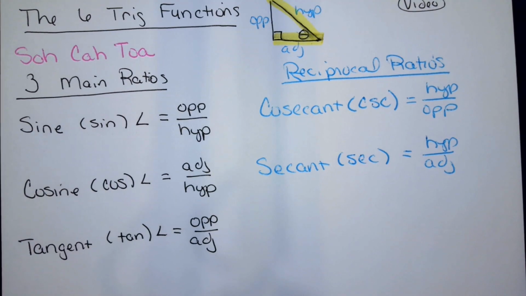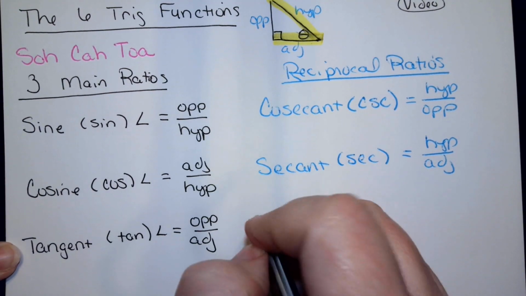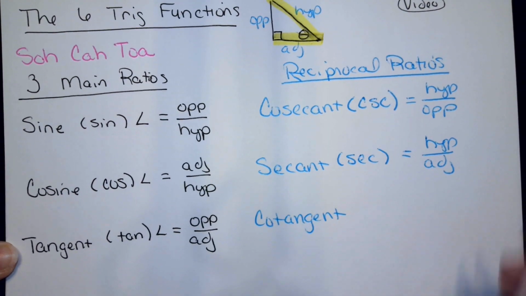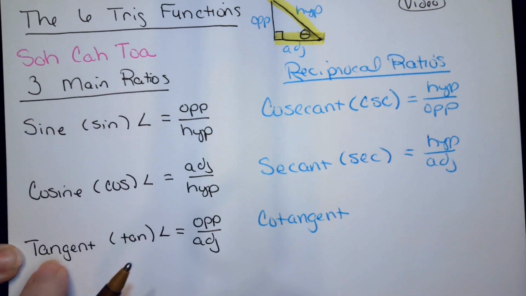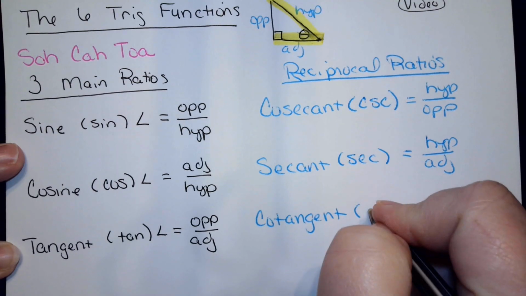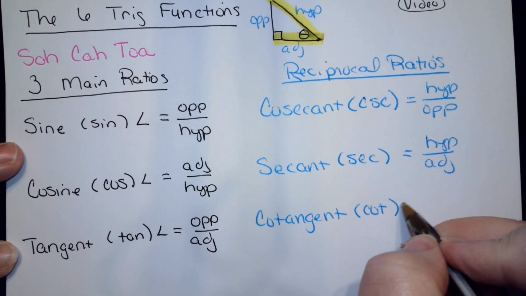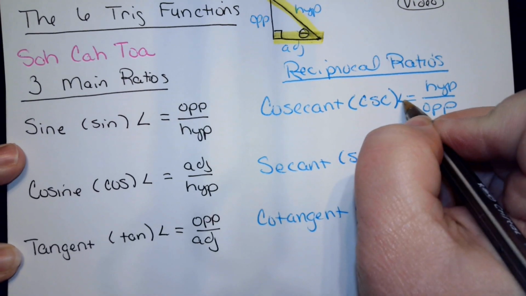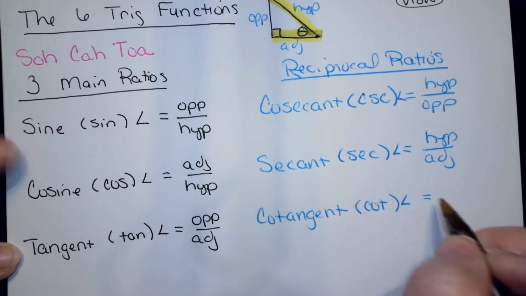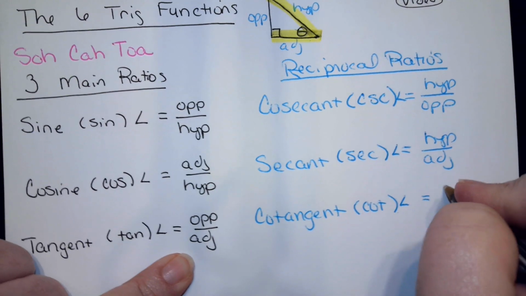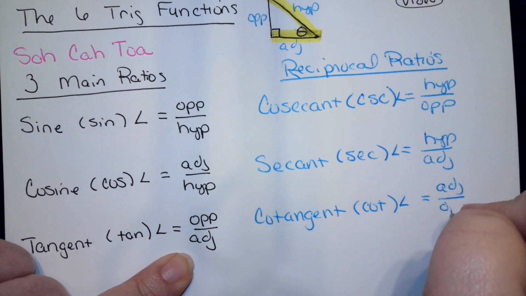Especially when you see the reciprocal of tangent. The reciprocal of tangent is cotangent. So at least you can tell cotangent is going to go with tangent. The abbreviation for that is COT. The cotangent of your angle, and I should be putting the angle symbol here, well, if tangent is opposite over adjacent, the reciprocal of that would be adjacent over opposite.